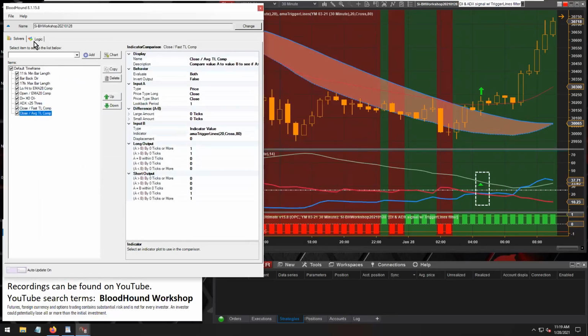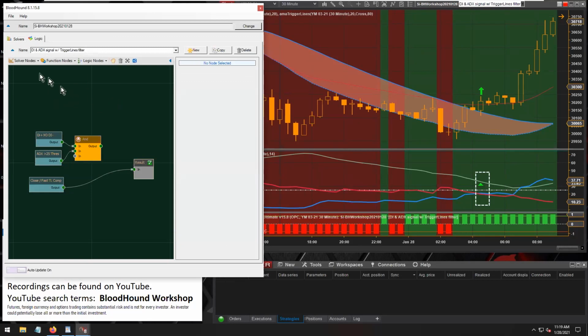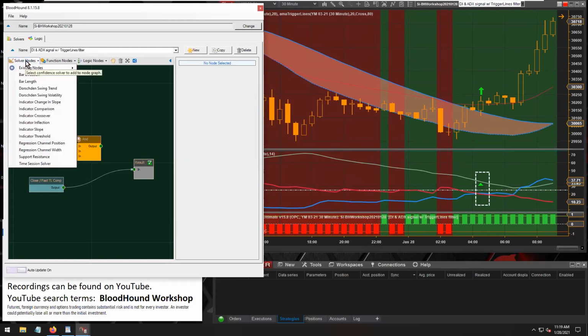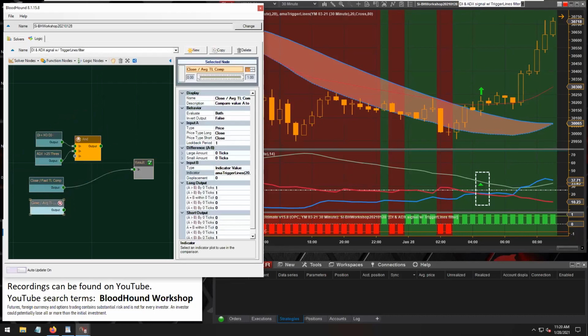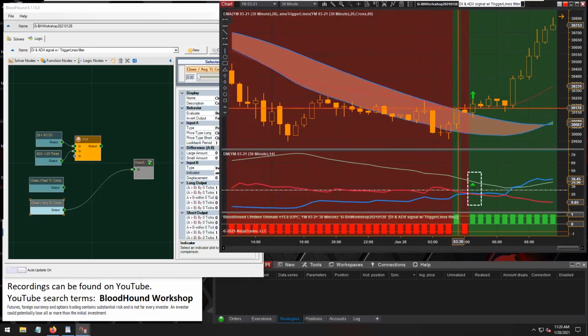Our solver is done. So now we can switch back to the Logic tab, go to our solver nodes, go to existing nodes, and there at the bottom, there is our closing price compared to the average trigger line. So let's click on that, drop it down below. We can connect it up and take a look. Yeah, so here we go. We have the close of the bar above the slower or the average trigger line, which is going to be on top here. So, okay, so that's that.